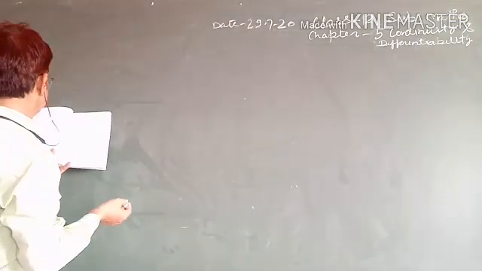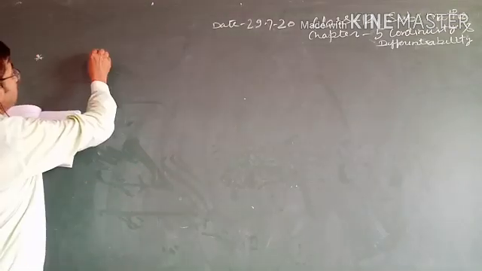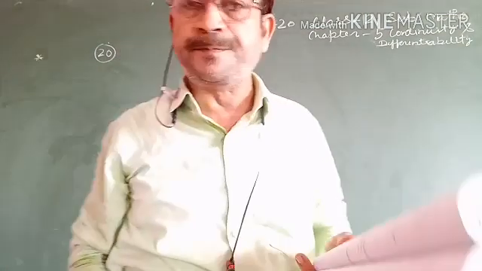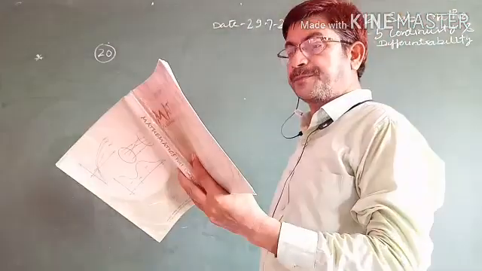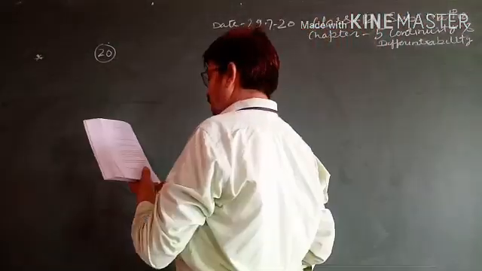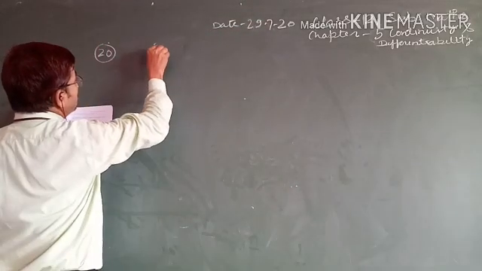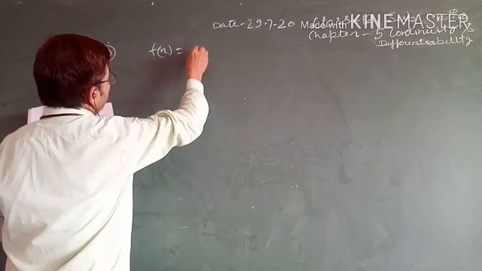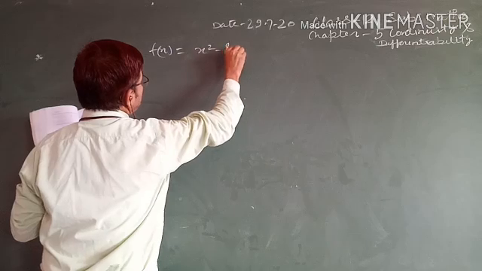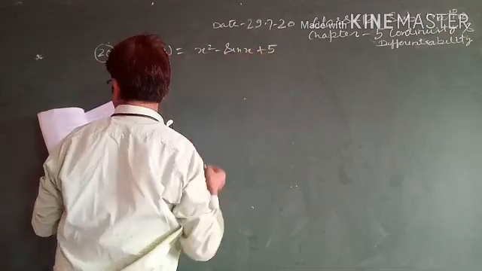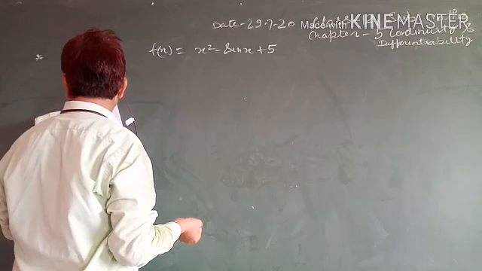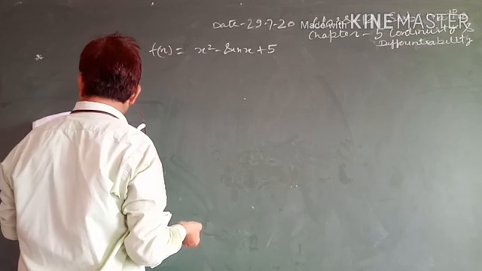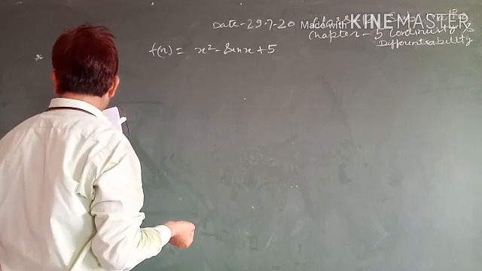Question number 20. Is the function defined by f(x) equal to x square minus sin x plus 5 continuous at x equal to pi?